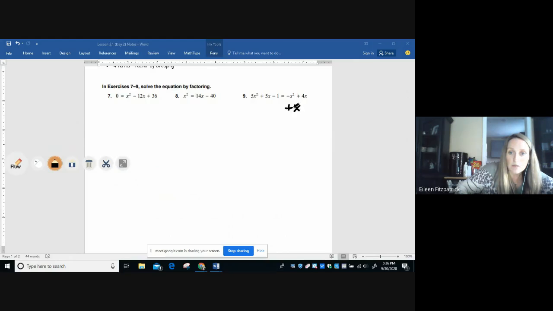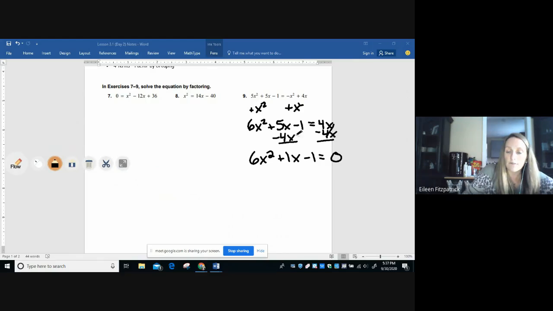So I'm going to add x squared to both sides. Right now I have 6x squared plus 5x minus 1 equals 4x. Then I'm going to subtract 4x from both sides. So that'll give me 6x squared plus 1x minus 1 equals 0. There's no GCF. I count my number of terms: 1, 2, 3. There are 3 terms. So I'm going to try to factor by guess and check.